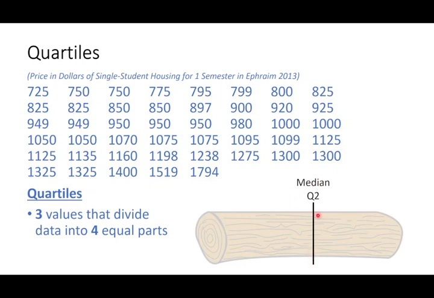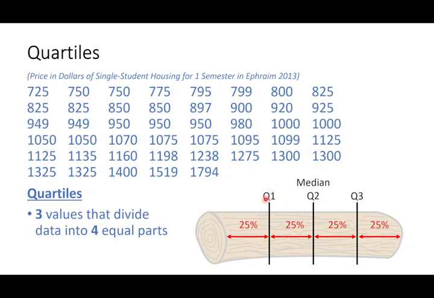Divides it into 2 halves. The median is actually the second quartile. Half the data is over here, half the data is over here. But if we take this half and cut it in half, we get what's called the first quartile. And if we take this upper half and divide it in half, we get what's called the third quartile.